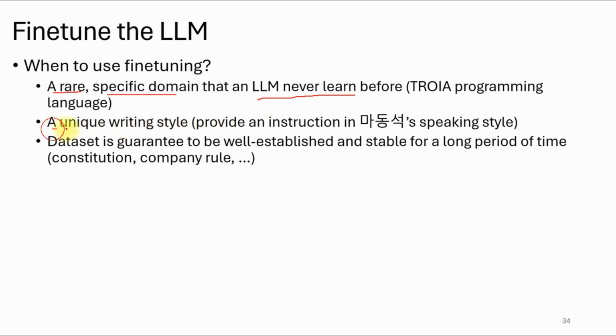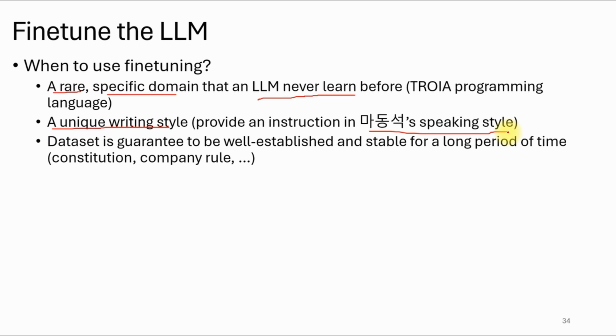Or we have a unique writing style. Right now we are using summarization or suggestion. But for some reason you want the summarization or suggestion to follow a certain model's speaking style. Of course, ChatGPT did not learn to do that.